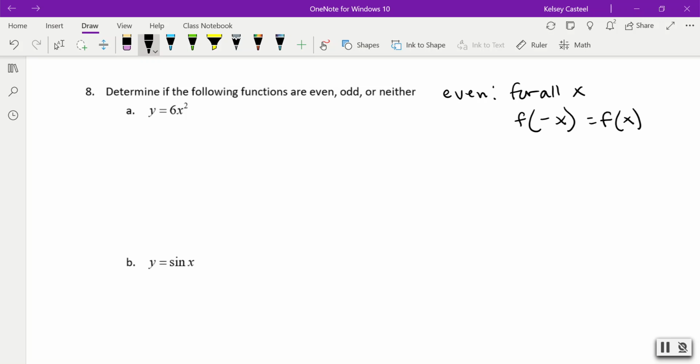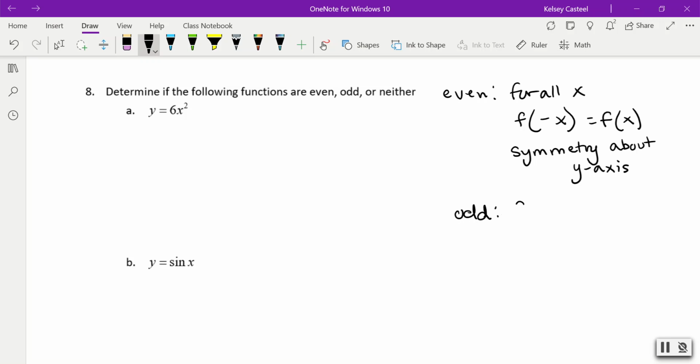Another way you can test if a function is even is by taking a look at the graph and seeing what type of symmetry you have. For a function to be even, because the positive inputs and the negative inputs give equivalent outputs, you have symmetry about the y-axis. So that means if you were to use the y-axis as your folding line, you would end up with two identical copies on top of each other.